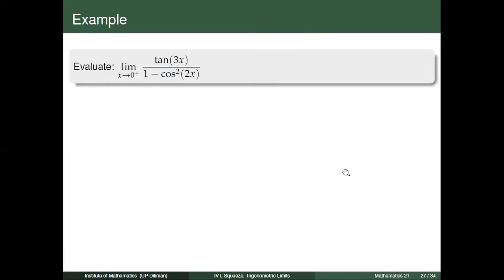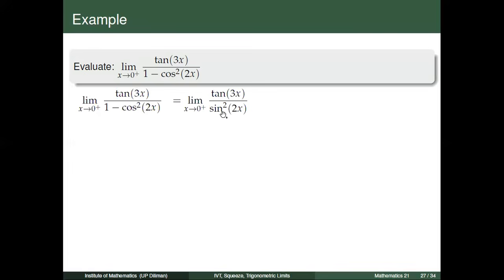Next, consider this limit. The limit of the numerator is tangent 0, which is equal to 0, while the limit of the denominator is 1 minus cosine squared 0, or 1 minus 1 squared, or also 0. So again, this is indeterminate of type 0 over 0. And note that the limits of 3x and 2x as x approaches 0 from the right are both equal to 0. Now, notice in this case that 1 minus cosine squared 2x is just equal to sine squared 2x.